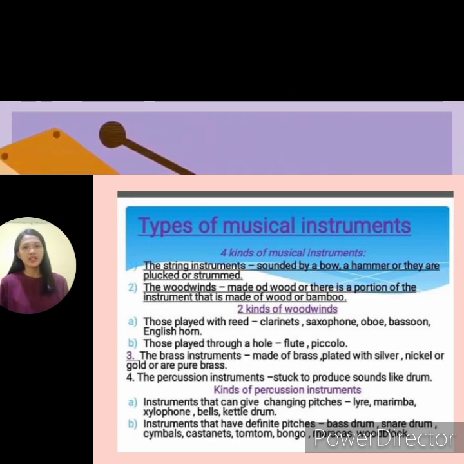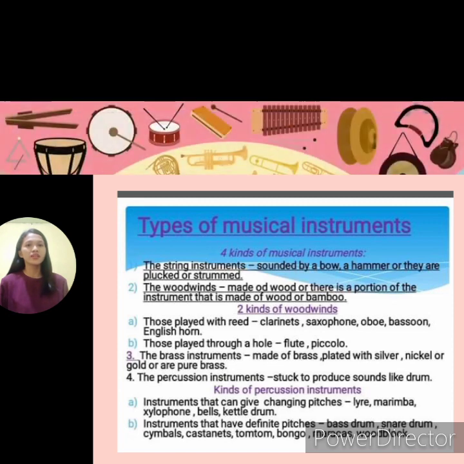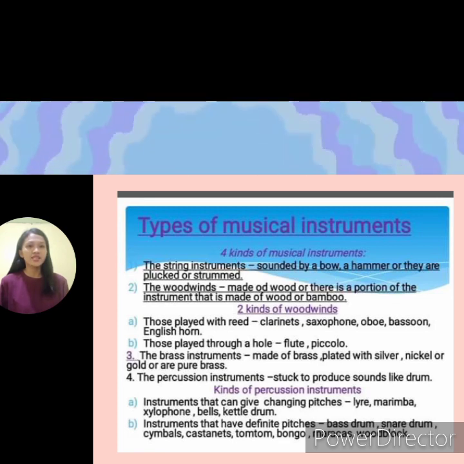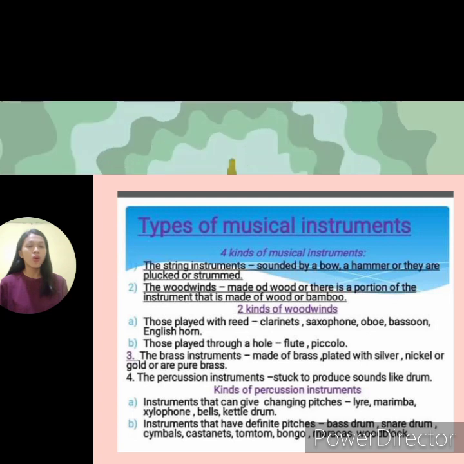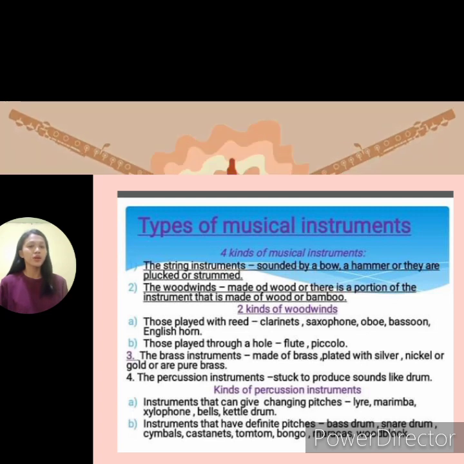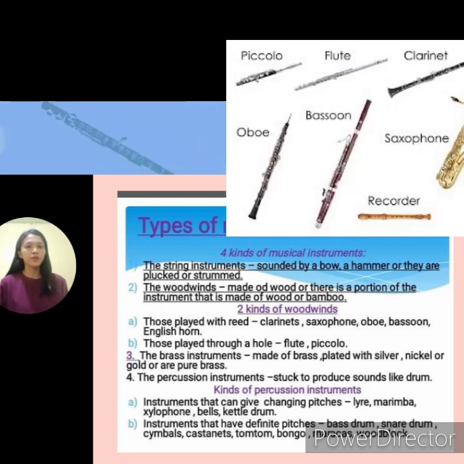The second is the woodwinds, made of wood, or there is a portion of the instrument that is made of wood or bamboo. There are two kinds of woodwinds. Number one is those played with a reed: clarinet, saxophone, oboe, bassoon, English horn. And the second is those played through a hole: flute or piccolo. This is the example of flute and piccolo.